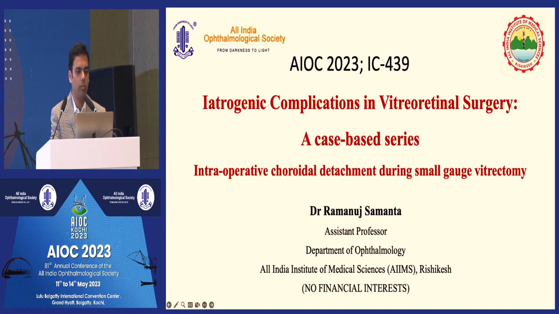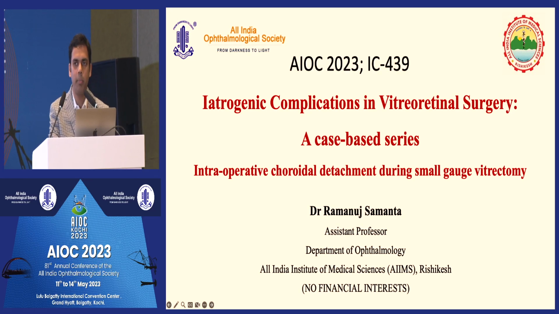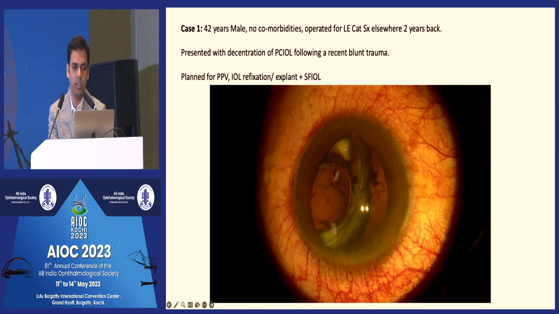Thinking about iatrogenic complications in vitreoretinal surgery, some cases of intraoperative choroidal detachment during small gauge vitrectomy. Intraoperative choroidal detachment during small gauge PPV is uncommon, but one of the dreaded complications. I will show two videos on infusion cannula associated choroidal detachment. The first one is due to acute ocular hypotony, and the second one is due to retraction of the infusion cannula.